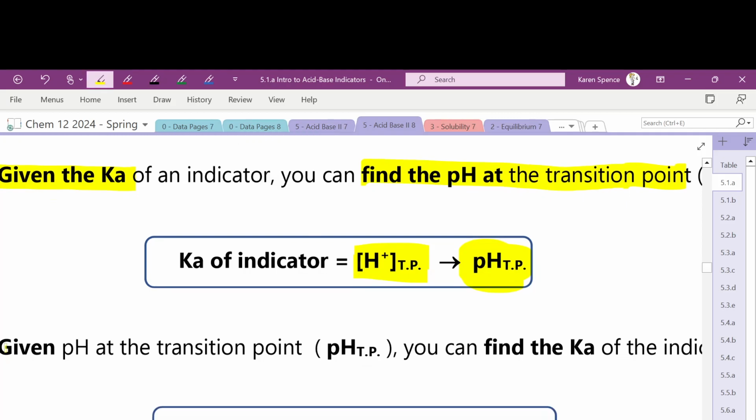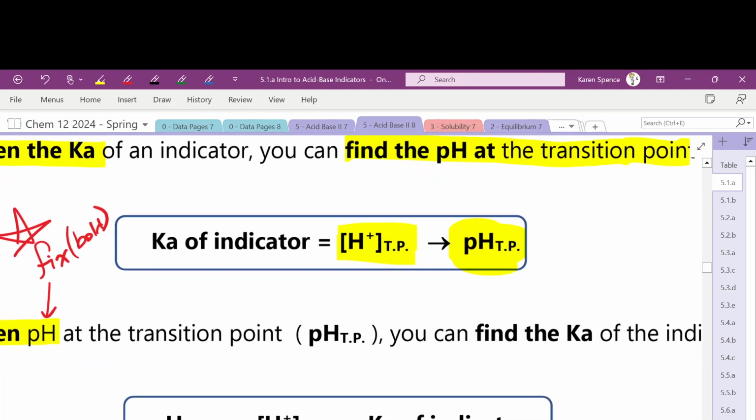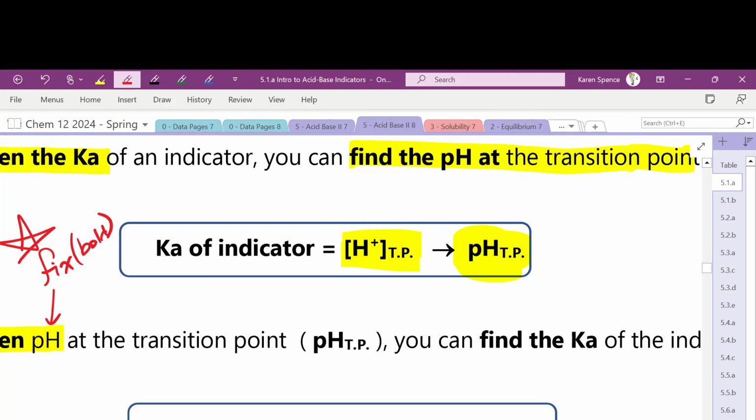Also, if you are given the pH at the transition point, and I need to fix this and make it bold, you can find the Ka of the indicator. Because if you know the pH at the transition point, you can convert that to H plus concentration, and that is just equal to the Ka of the indicator.